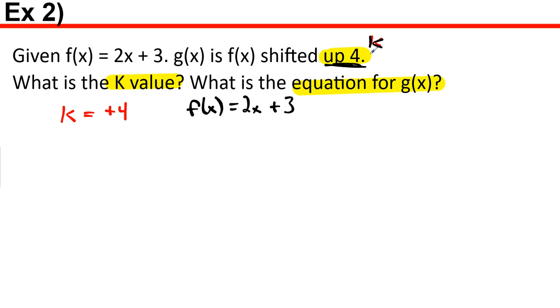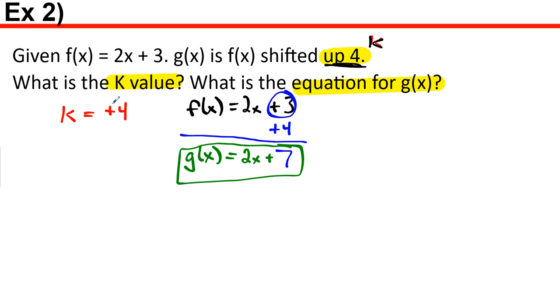Which here is currently this value. We've got to go 4 up from 3, so we could just add 4 to it. What is 4 plus 3? 7. So now we can write our new function for g of x, which will equal 2x plus 7. We have our equation. We have our k value.